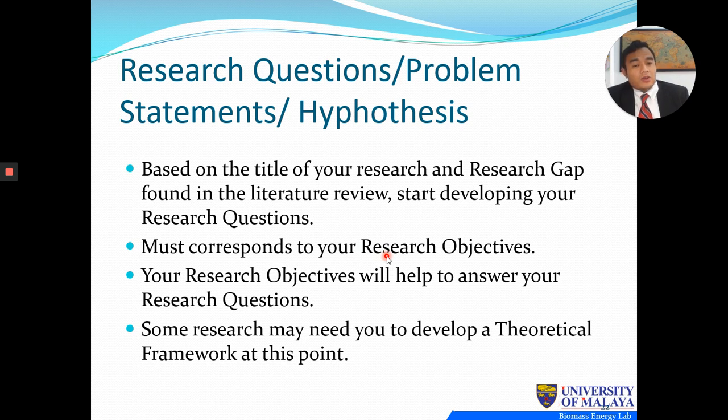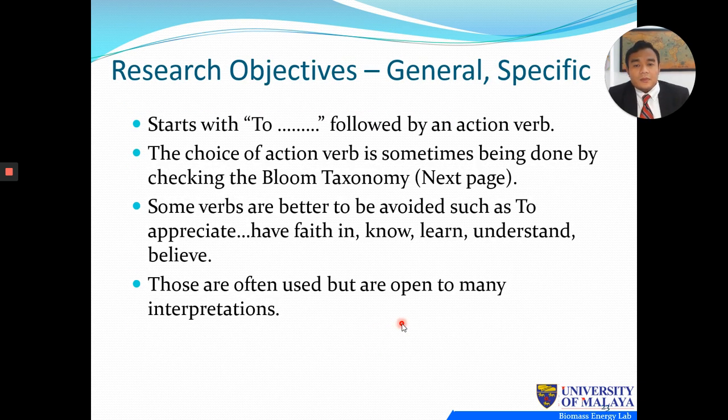It must correspond to your research objective. So if you have three research objectives, you must have three research questions, because a research objective is answering the research question. So your research objective will have to answer your research question. Some research may need you to develop a theoretical framework at this point. Normally for research objectives, you will have a general research objective followed by specific ones.